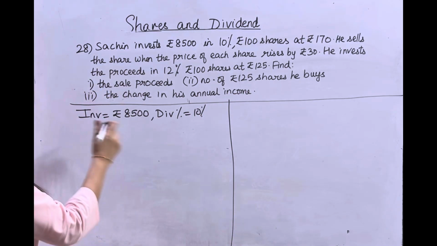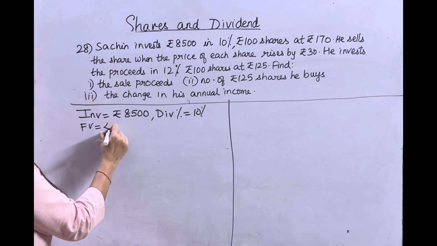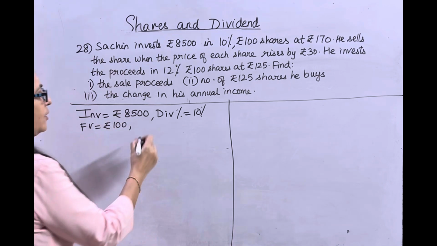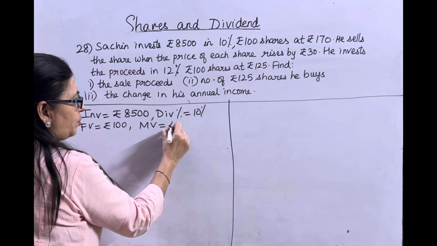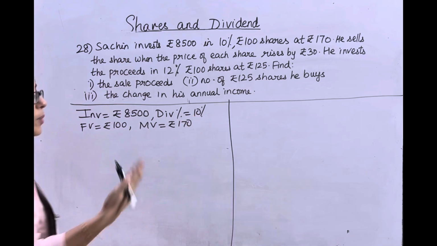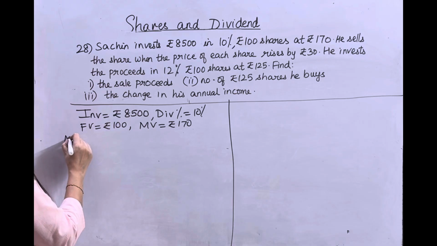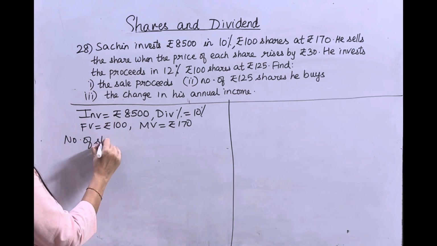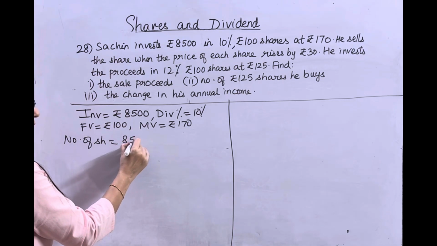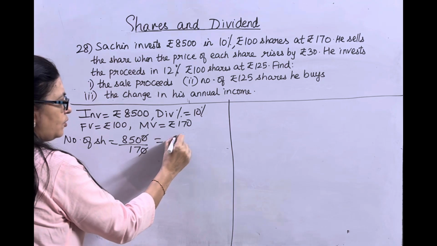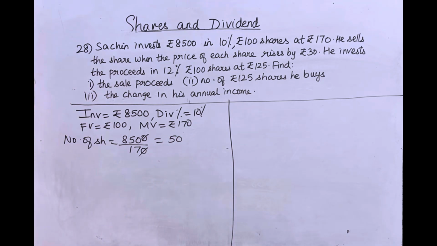Rupees 100 shares. Face value is rupees 100, bought at rupees 170. So that is the market value, rupees 170. At rupees 170 he bought it. Now he sells the share. Do you know the number of shares? No. First thing you will find the number of shares. So number of shares is equal to investment over market value. Zero cut. So number of shares is 50.